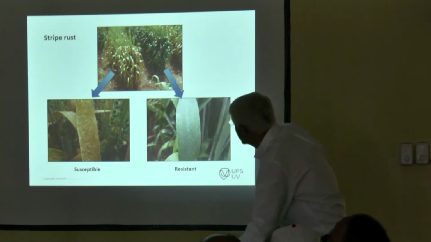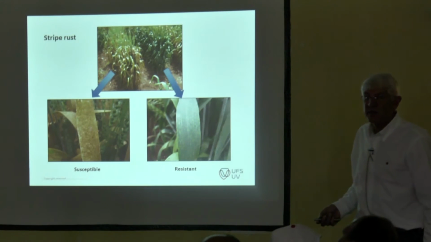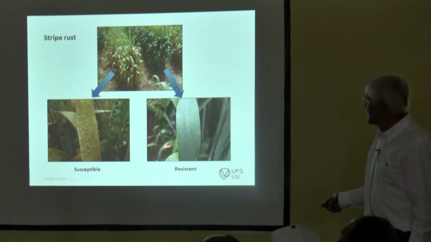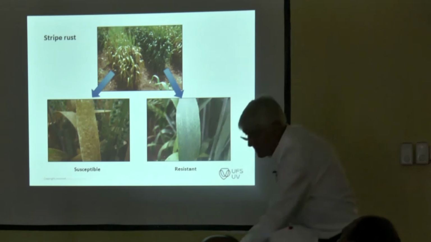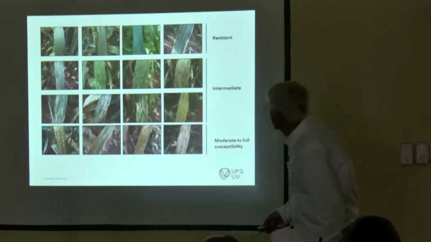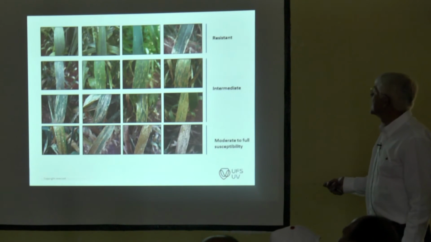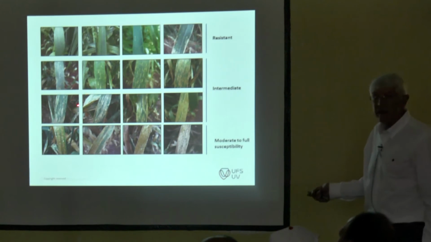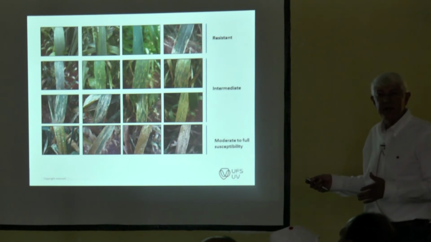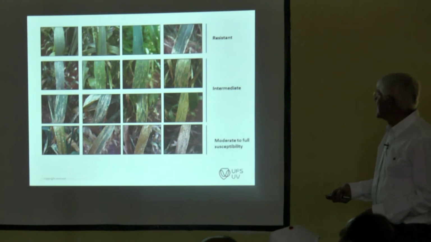We move on to stripe rust. I think most of you have experience, probably more experience with this, and the susceptible versus resistant phenotypes. And I'm not going to go through these one by one as we did with the stem rust, but we usually have a resistant range. We have a fairly large intermediate range, MR to MS, and different combinations, and then MS to S.